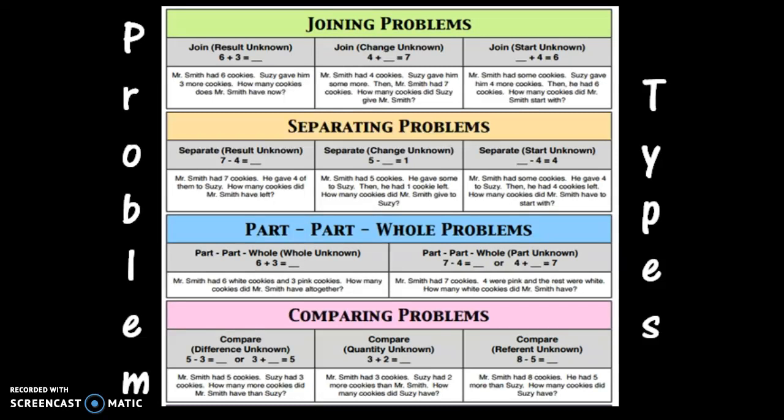Then we went over part whole problems. Part whole whole unknown is when you don't know the answer to the end of the problem, so we must figure that out. And part whole part unknown is when just one part of the whole problem is missing, usually when it's in the middle part.